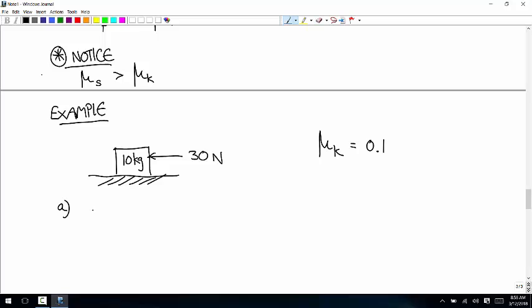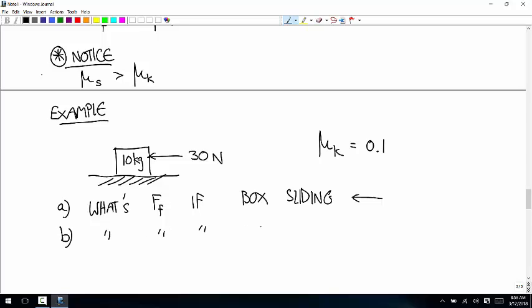So first, what's the force of friction if the box is sliding to the left? And second, what's the force of friction if it's sliding to the right? By the way, what kinematic quantity would tell you what direction it's moving? Velocity, yeah. So the friction force always acts opposite the velocity vector.